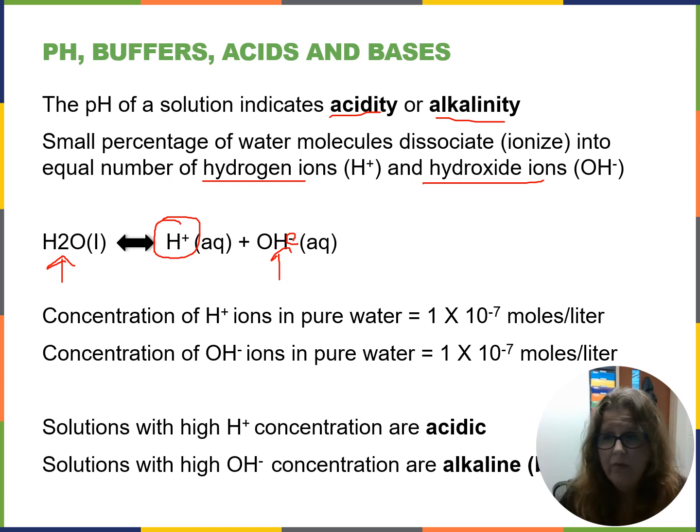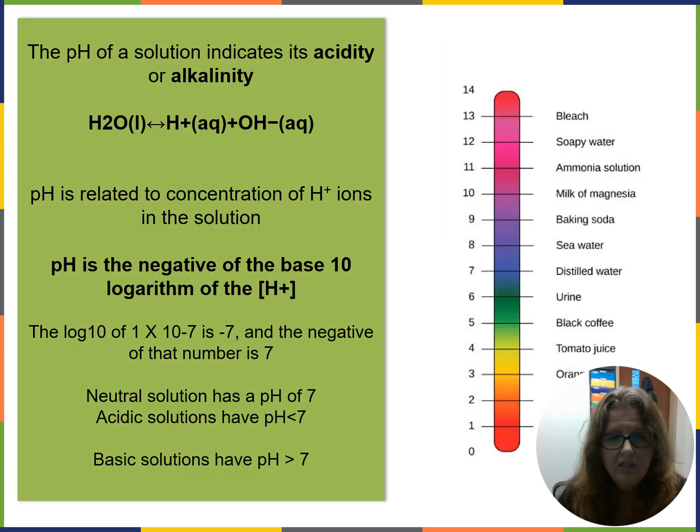If you know pH, I'm sure you've done this before, you know that pure water is neutral. The reason pure water is neutral is because the concentration of hydrogen ions and hydroxide ions are equal. If it has a higher hydrogen ion concentration, it is acidic. If it has a higher hydroxide ion concentration, then it's alkaline or basic. So let's look at our pH scale. A pH scale is there to compare the relative strength of each substance.